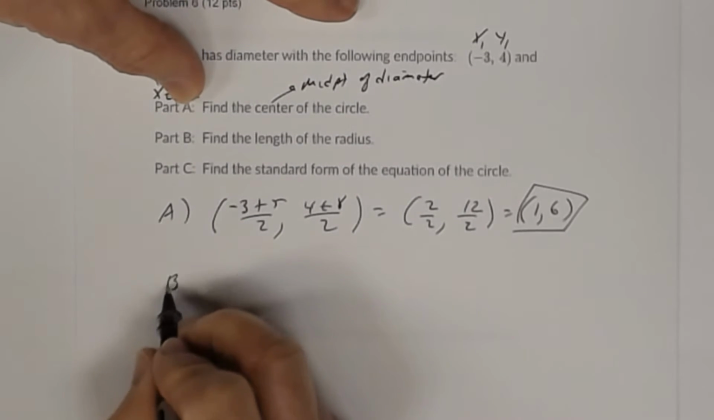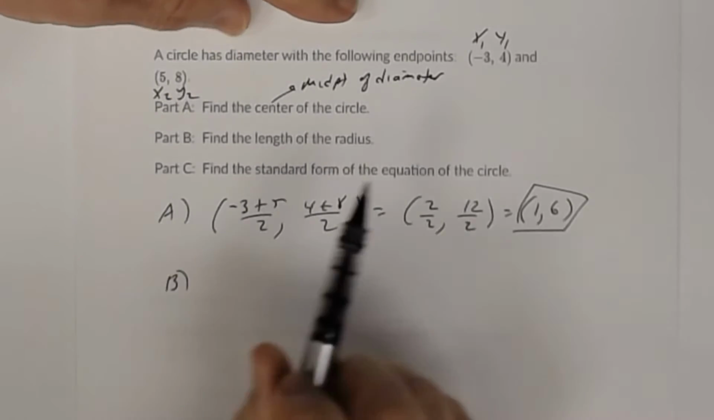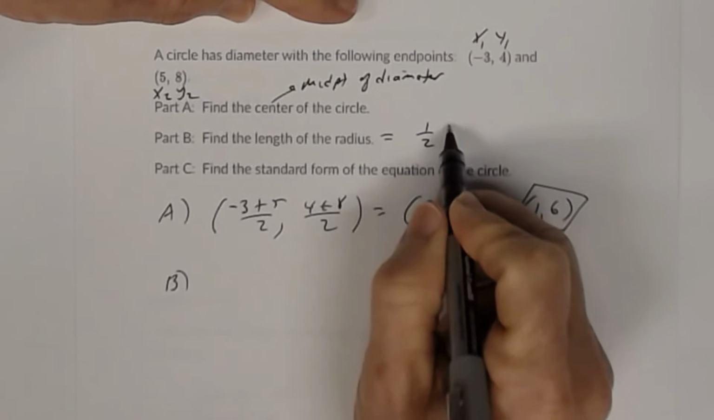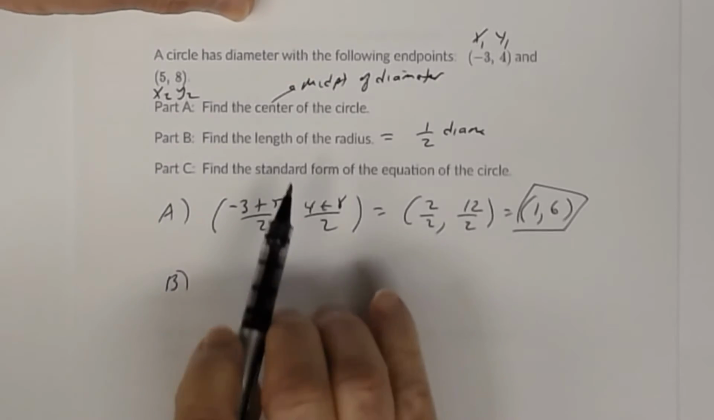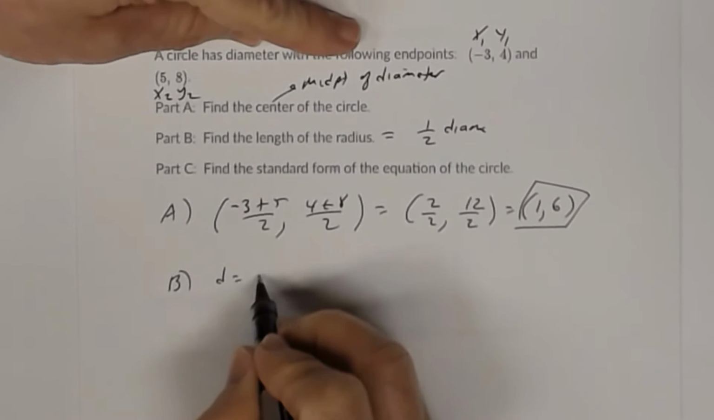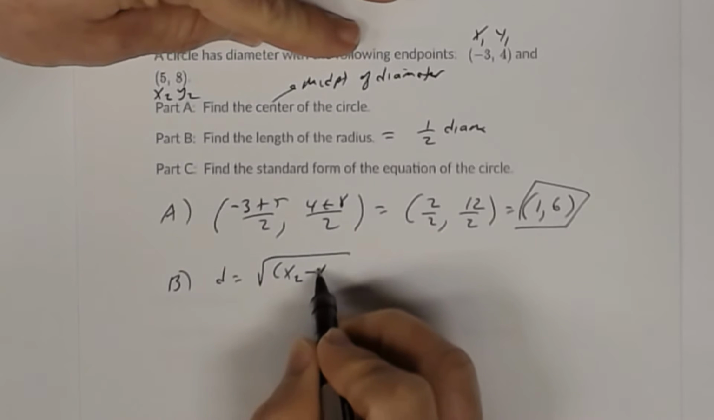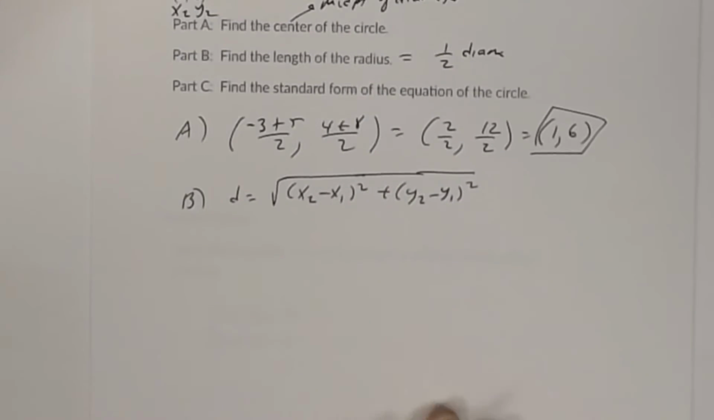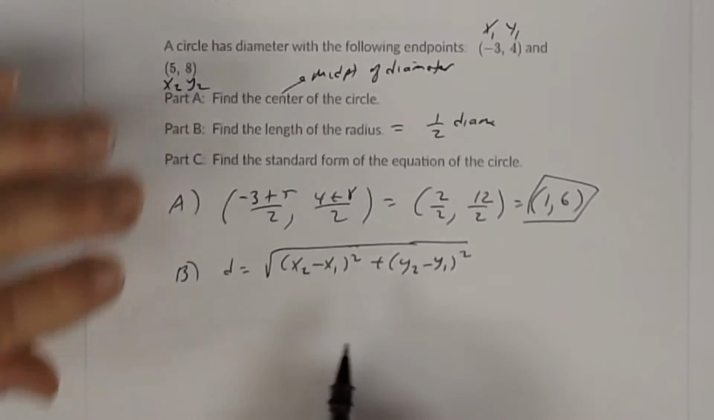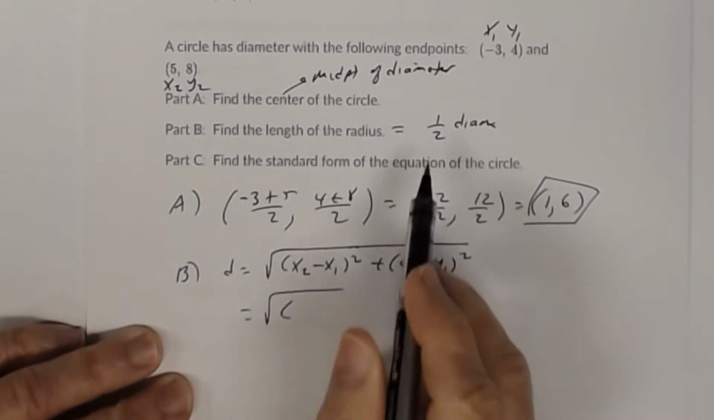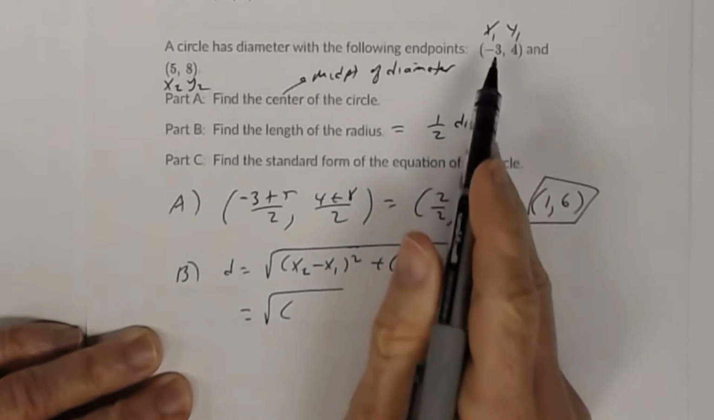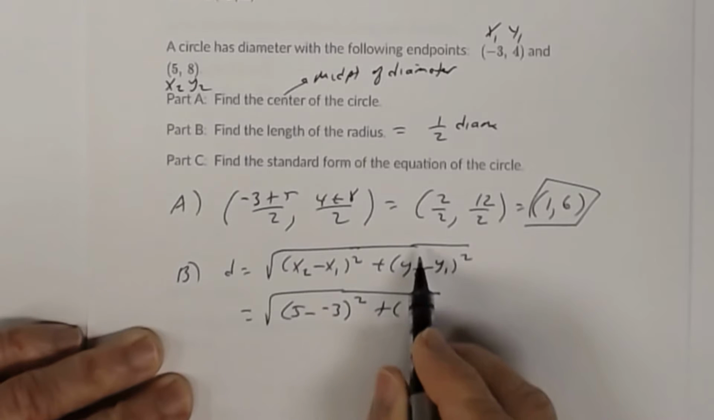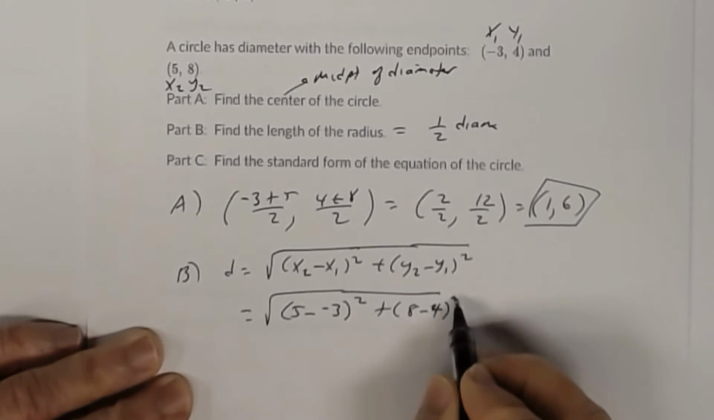Okay, part B, this time you want to find the length of the radius. Now remember, that's the diameter. Well, we know that the length of the radius is half the length of the diameter, right? So let's just go ahead and find the length of the diameter, using the distance formula. So remember the distance formula, the square root of x2 minus x1 squared plus y2 minus y1 squared. And so just substituting this information into here, we get the square root of x2 is 5, subtract a negative 3. So 5 subtract a negative 3 squared, plus, and then subtract the y coordinates, 8 subtract 4 squared.